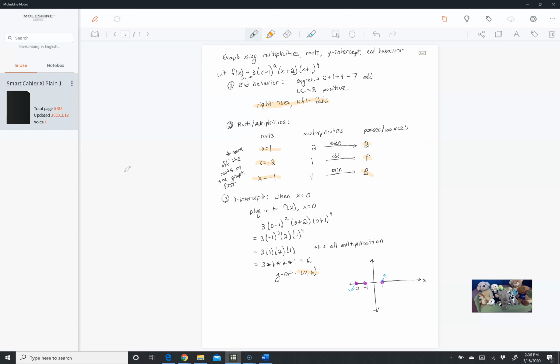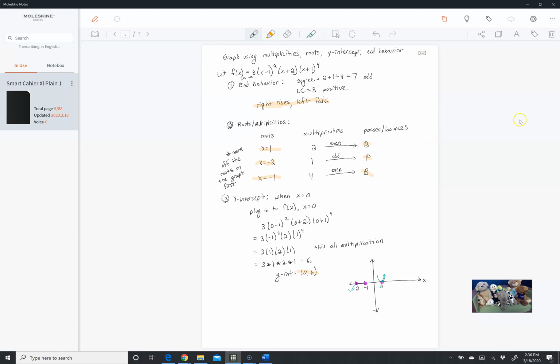The next thing that we do is we look at the multiplicities. So the multiplicities are going to tell us, are we bouncing or passing? So this tells us that at x equals 1, we're bouncing. So we're above over here, so we know that we have to be coming from above in order to bounce. If we were coming from below, then we would be passing through the x-axis. So we know that we have to bounce, okay?